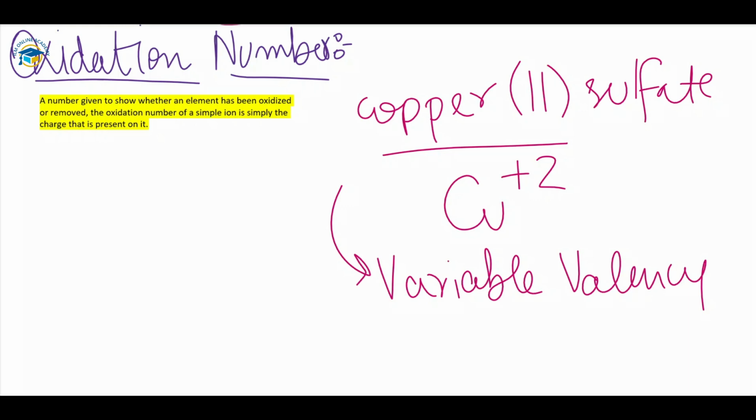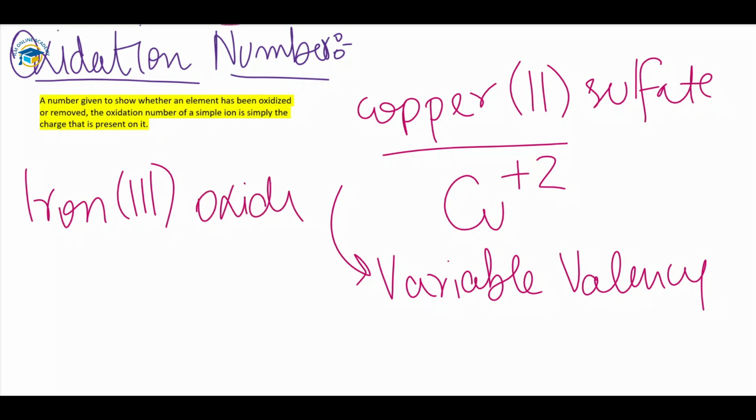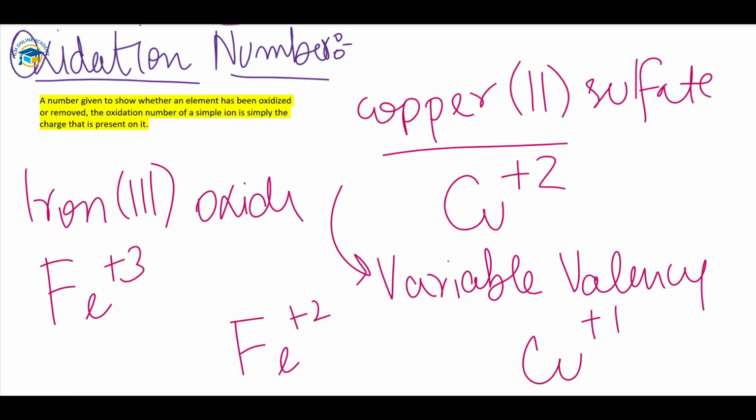In this example of iron oxide, iron is present as the Fe3+ ion, and in copper sulfate, copper is present as the Cu2+ ion. So these metals can form other ions in different compounds. The ion can be Fe2+ because iron also has variable valency, and copper also has the Cu+ ion. So this number is known as the oxidation number or the oxidation state of any element.